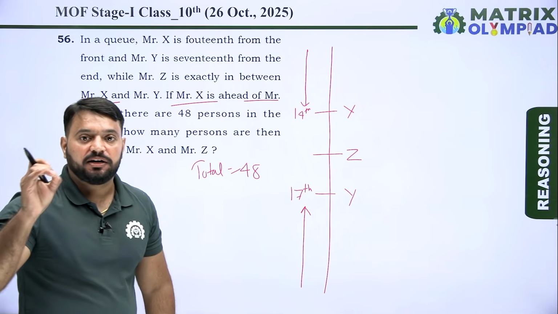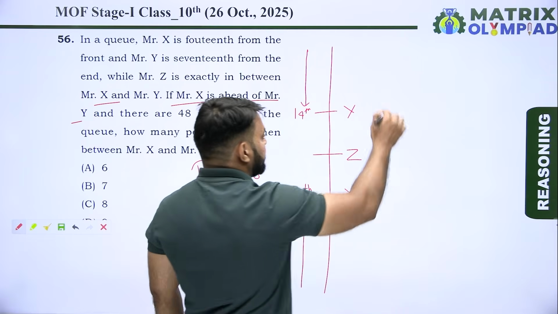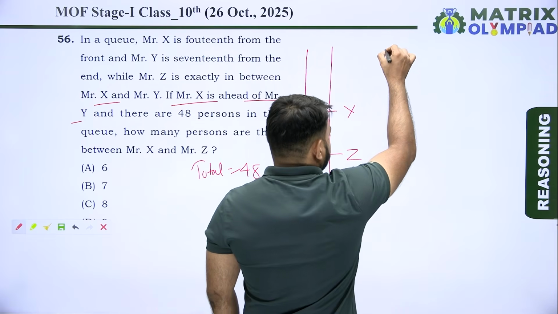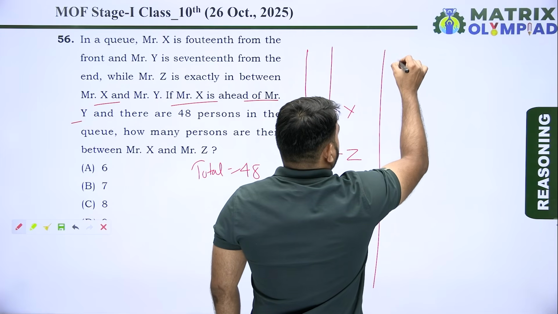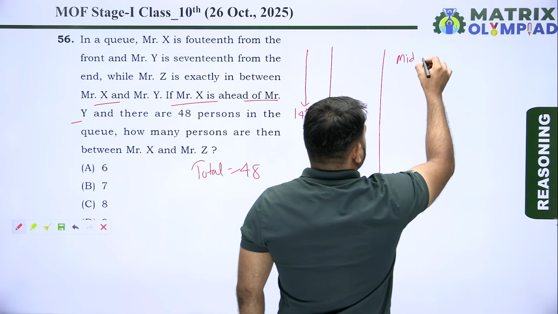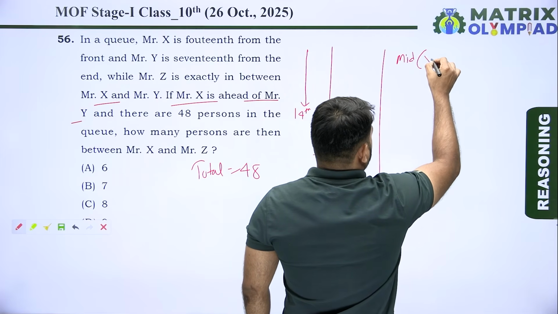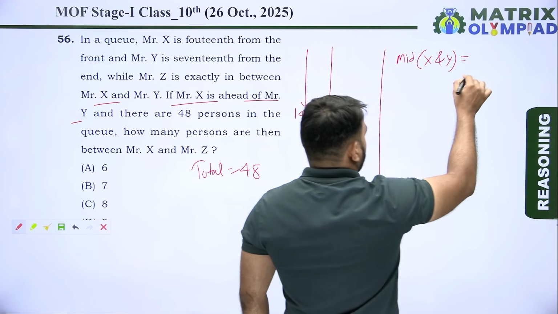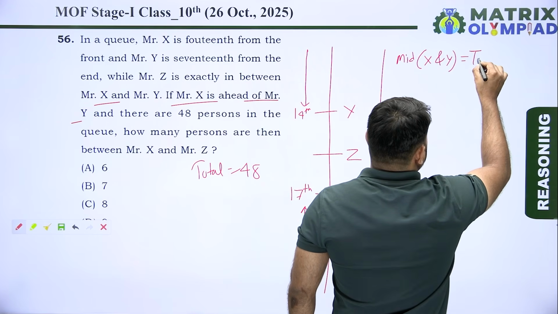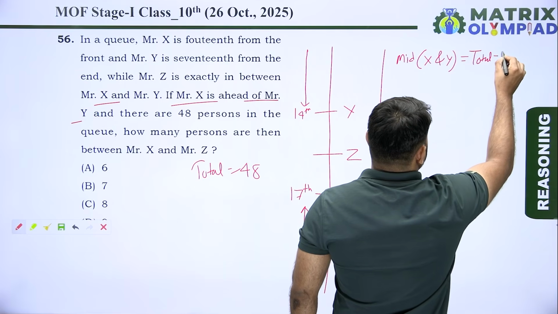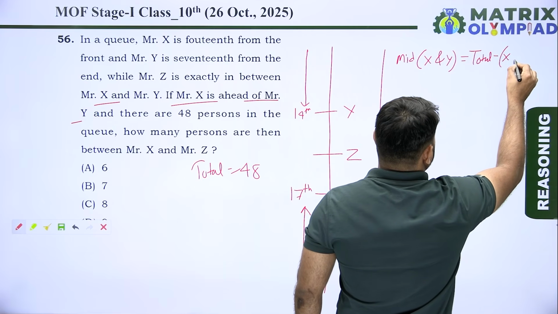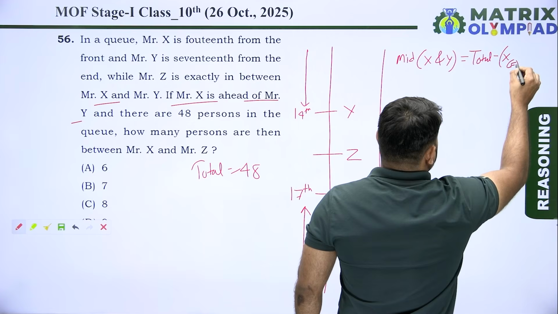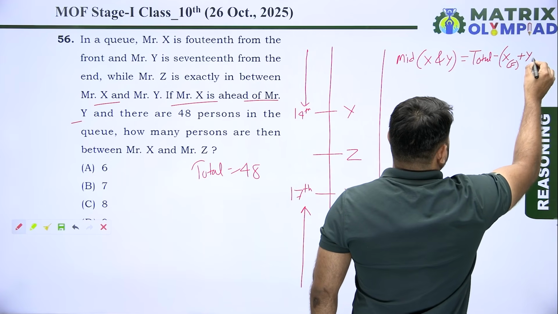So first find the total number of persons in between X and Y. So find the number of persons in between X and Y. So इसके लिए फॉर्मूला हो जाएगा total minus position of X from the front plus position of Y from the bottom.